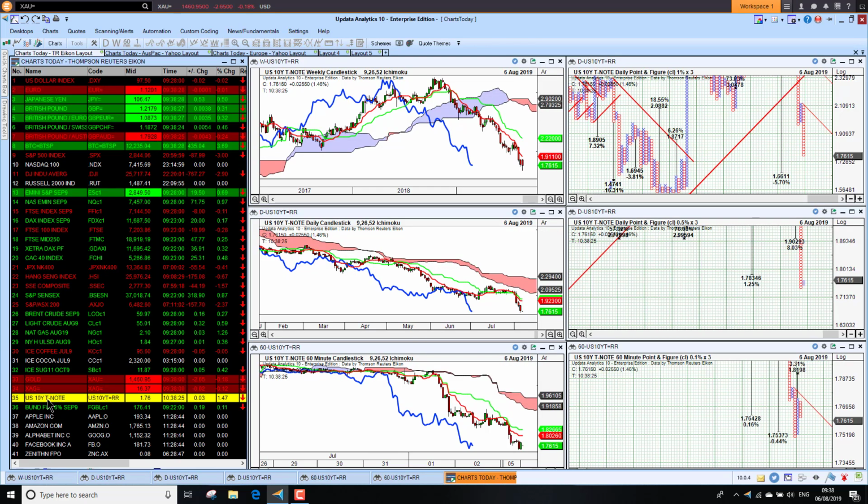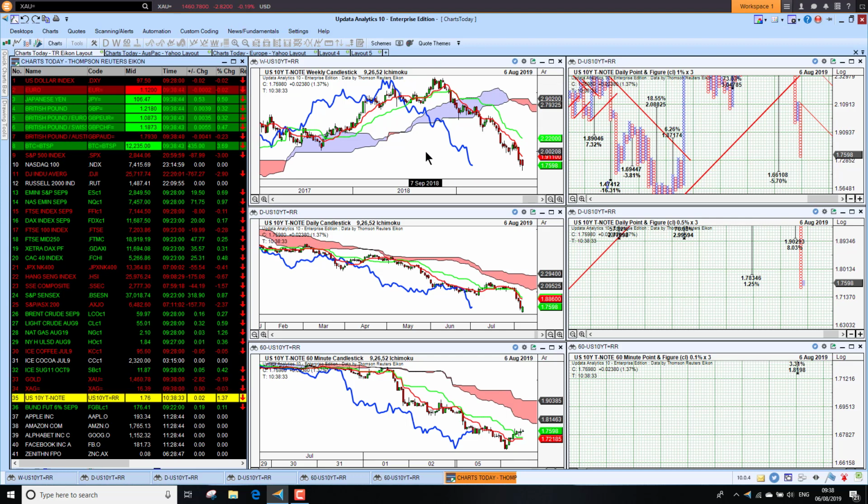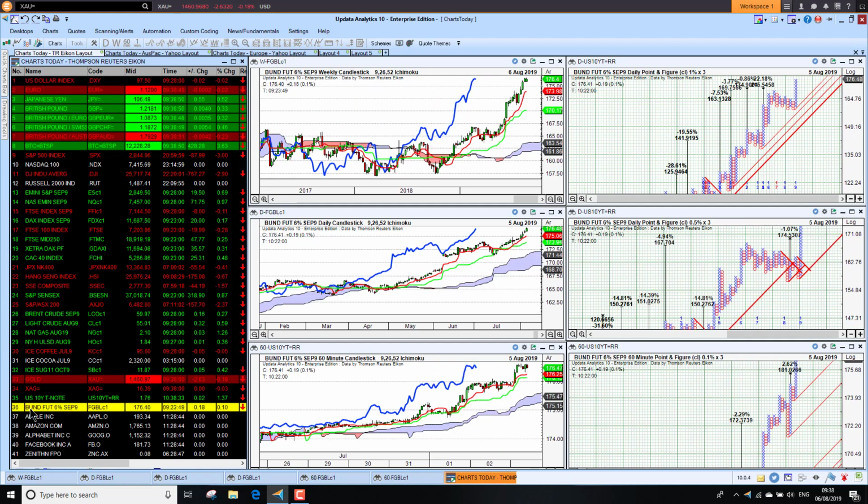US 10-year yields: the chart is really just falling away here. 1.72 was the low point we saw yesterday. We actually were at 1.68 at one point, so 1.68%. It's really hard to imagine when we were looking at over 3% just a year ago. The outlook for US yields has really just fallen away, and the bond market has rocketed. Yields have plummeted and bonds have risen.